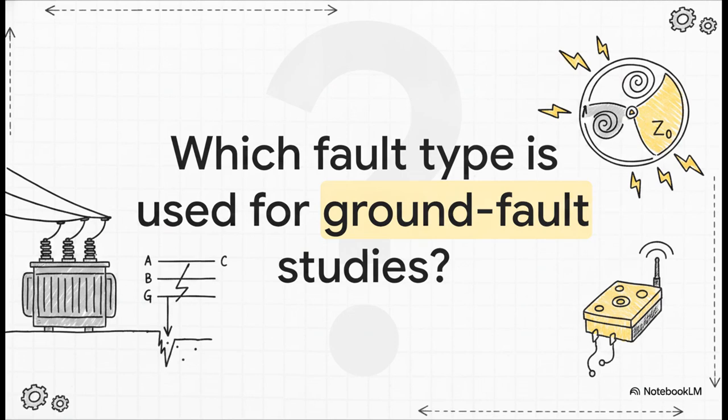Let's pause for a second and apply this directly. I want you to think about this scenario for a minute. A relay engineer needs to verify the sensitivity of a ground fault protection scheme. This specifically requires the zero-sequence network to be highly active to really test the relay's limits. So, out of the fault types we've discussed today, line-to-line, single line-to-ground, or balanced three-phase, which one strictly requires the zero-sequence network, making it the perfect basis for this study?